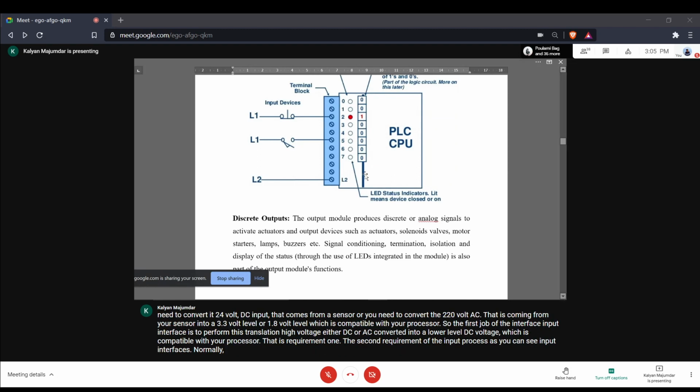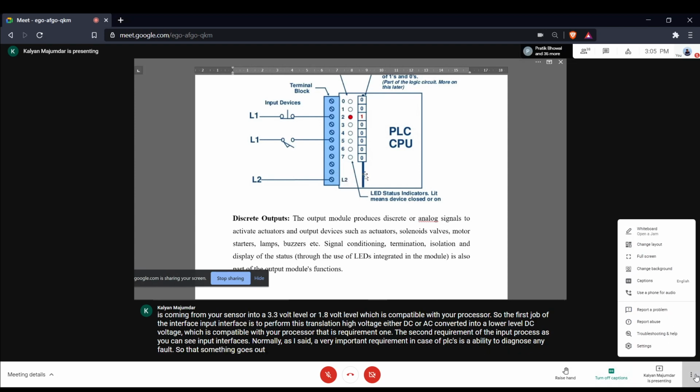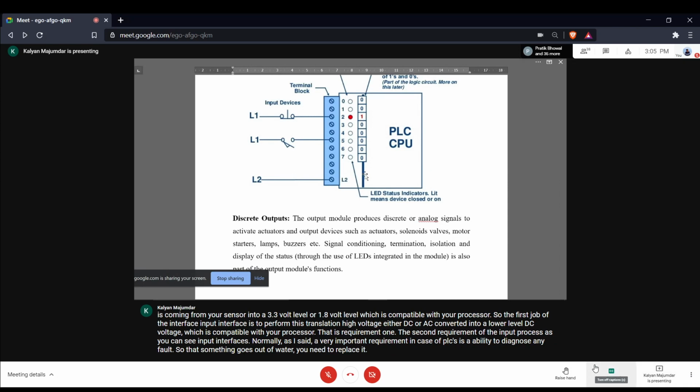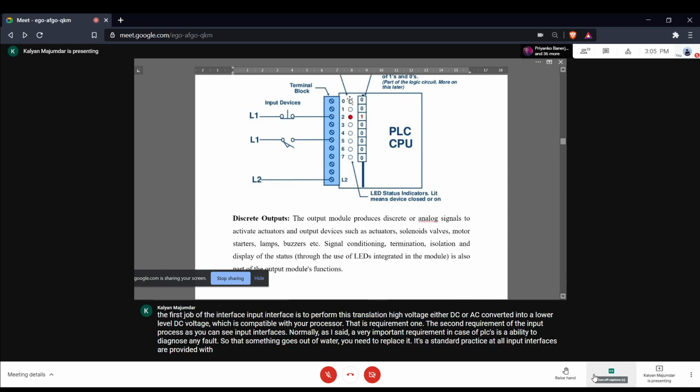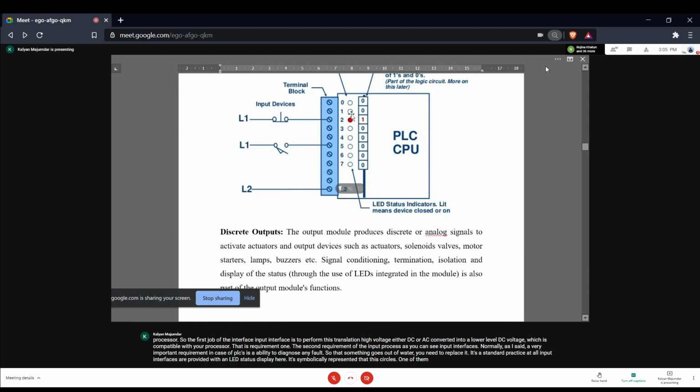Normally, as I said, a very important requirement in case of PLCs is the ability to diagnose any fault, so that if something goes out of order, you need to replace it. It's a standard practice that all input interfaces are provided with an LED status display. Here, it's symbolically represented: these circles, one of them is red, are basically LEDs associated with each input interface. If the input status is 0, that is off. If the input status is 1, that particular LED lights up.